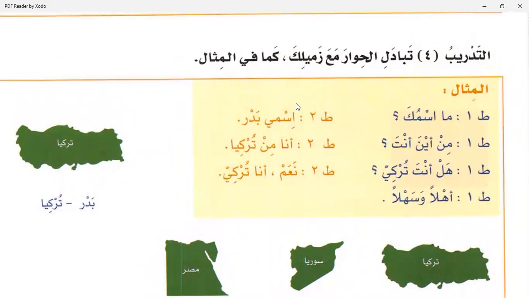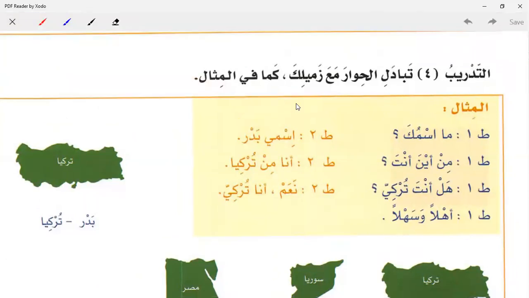How do I say I am a Gambian? I think your internet is not stable. I didn't hear your question. How to say I am a Gambian? Okay. Ana Gambia. Let me write it for you. Ana Gambia. Ana Gambia means I am Gambian. Okay.